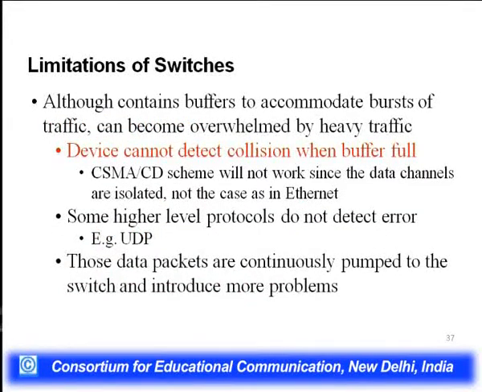However, there are some limitations also. The device cannot detect collisions when the buffer is full. Therefore, after that, collisions may take place. Some higher level protocols do not detect any errors. Those data packets are continuously pumped to the switch and they introduce more problems.